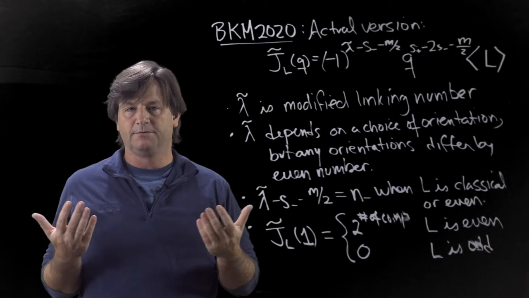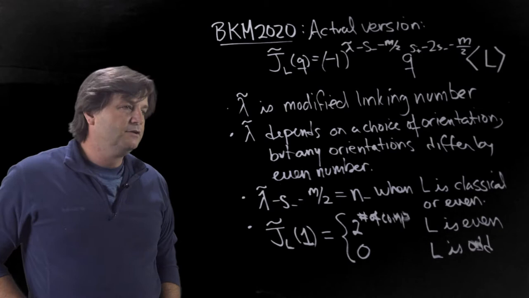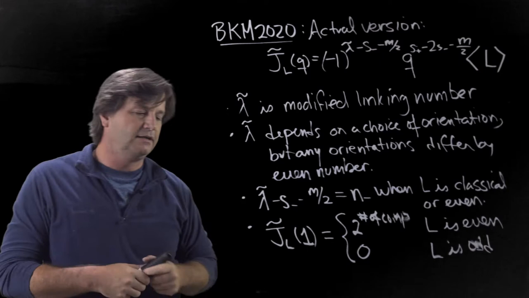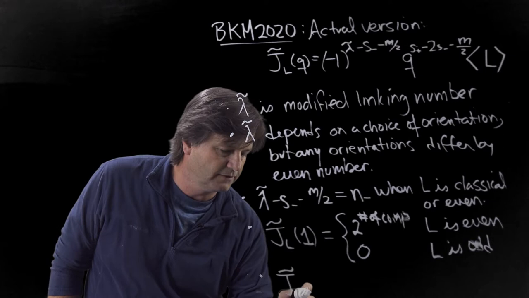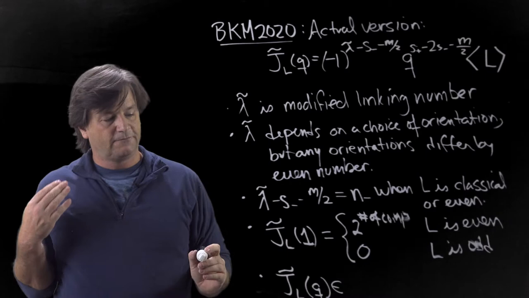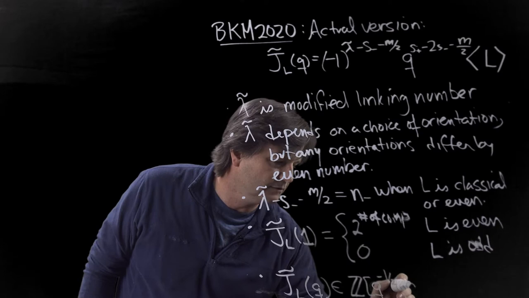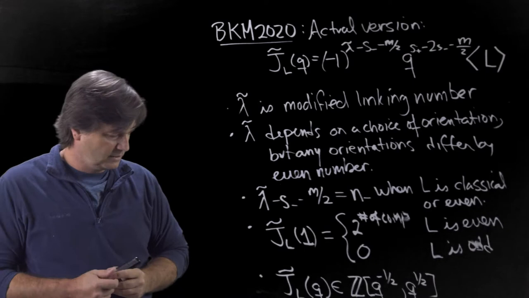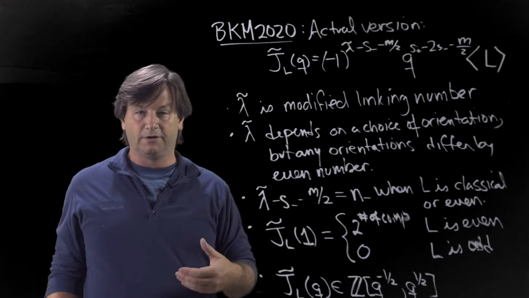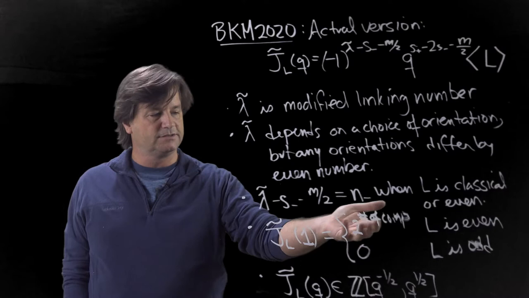One other thing to note, and this is also important: J tilde of L of Q is now no longer fractional valued or complex valued, it's integral valued. But now it's in possibly variables with fractional powers, half powers. That's also nice, and it means we get rid of the possibility of plugging in one and finding out that it's a complex number times two to the number of components.